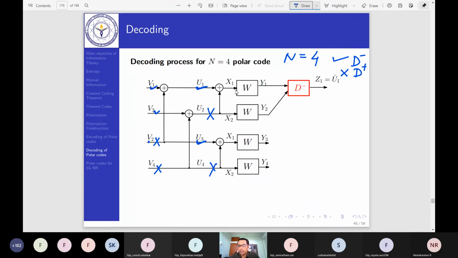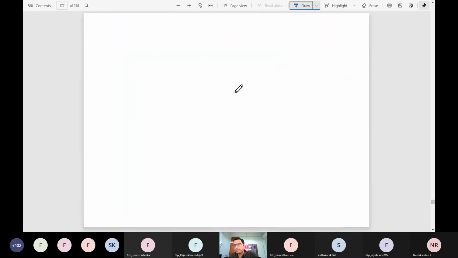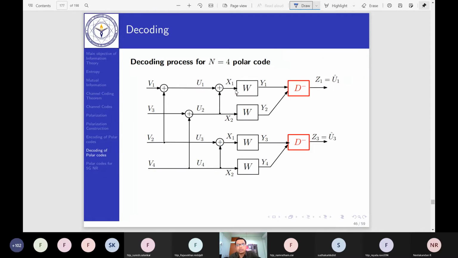So we get U1 hat here, and this bit U3 is estimated. As I said, decoding is the inverse of this encoding, so we have to move from this to that. We know the noisy version of X1, the noisy version of X2, and now we have to move in the opposite way. Now we'll decode these bits, and once these bits are decoded, then we'll decode these bits. Layer by layer, we have to move.